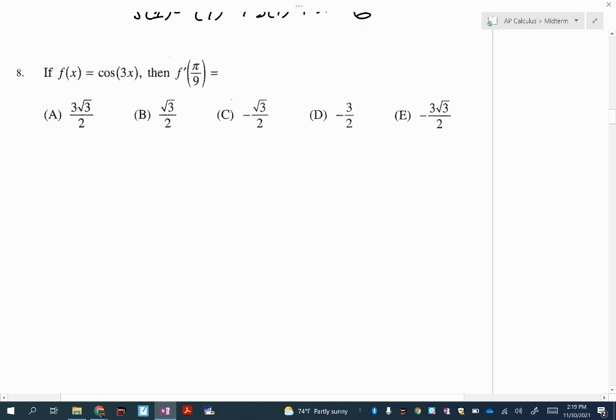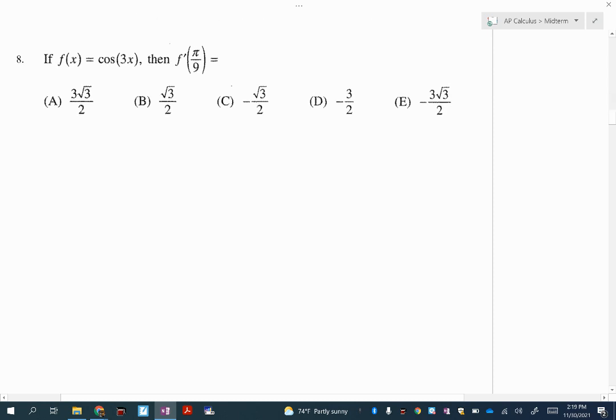Number 8, finding the derivative of this f of x function and then evaluating it for the value pi over 9. So let's find d dx of the cosine of 3x. So that's going to be the derivative of cosine is negative sine of 3x, but then we have to take the chain rule, so times 3.